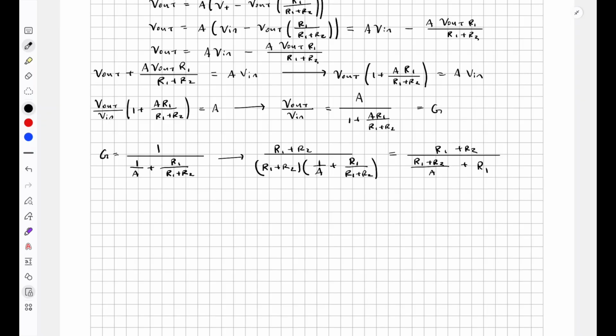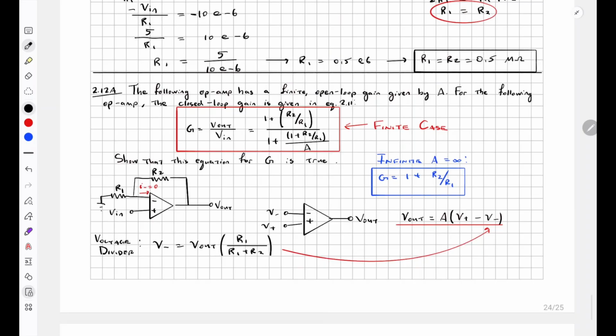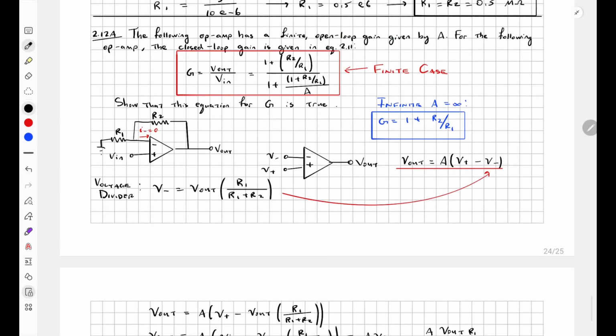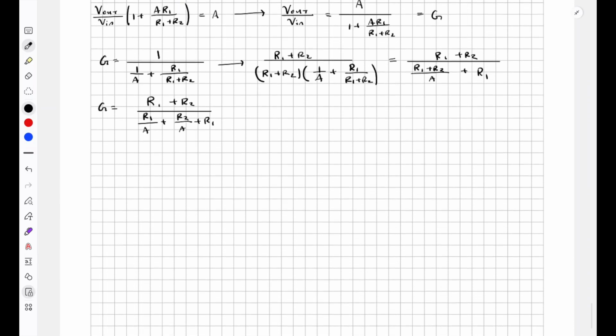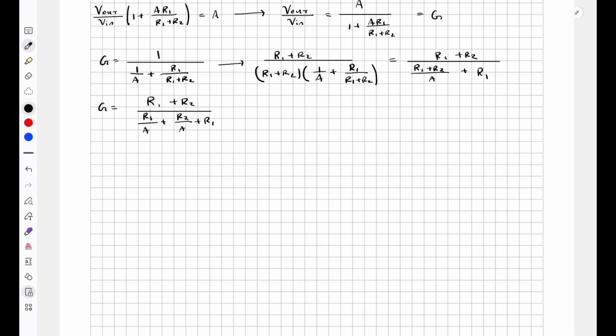Actually, one thing I can also do is separate the denominator a little bit more. So, numerator R1 plus R2, divided by R1 divided by A plus R2 divided by A plus R1. So there's a common term here. R1 appears 3 times. So let's divide both the numerator and the denominator by R1.